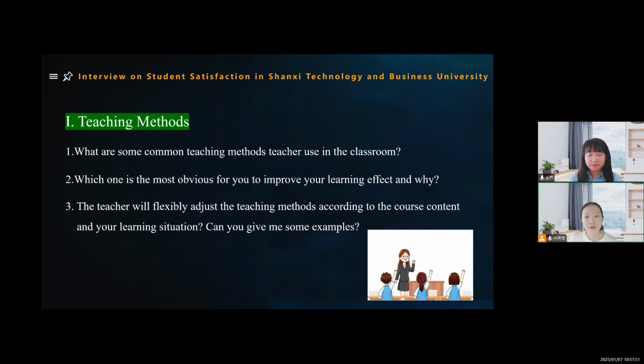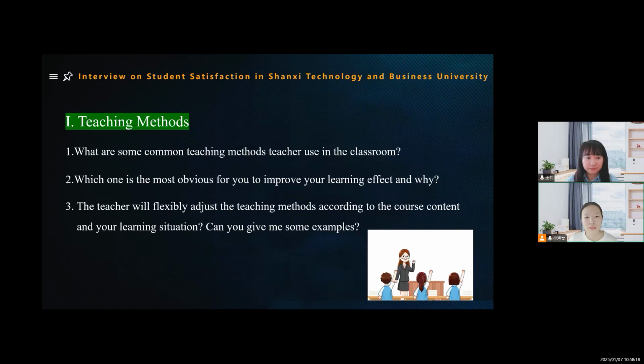For example, in a marketing course, when it comes to marketing strategy formulation, the teacher will first explain the types and characteristics of different marketing strategies, and then let us simulate a company in groups, formulate marketing strategies for specific products or markets, and display and evaluate each other.